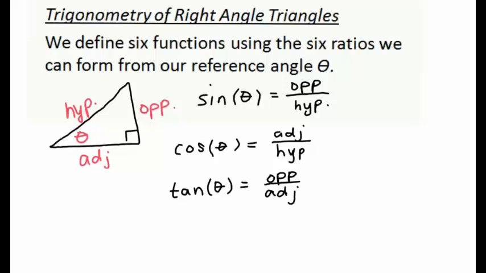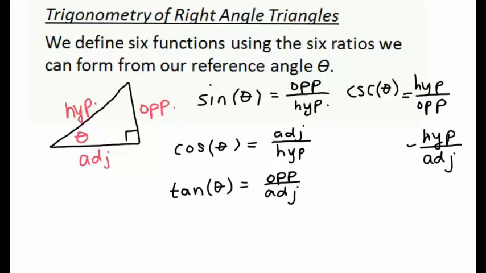So if we were to take opposite over hypotenuse and switch that ratio so that we have hypotenuse over opposite, this refers to the trigonometric ratio of cosecant. And the short form of cosecant is CSC. If we take adjacent over hypotenuse and take the reciprocal of that ratio to get hypotenuse over adjacent, we call this ratio the secant of theta, and it's shortened to SEC.